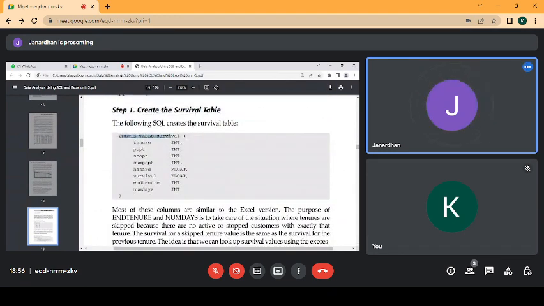Create table survival: tenure integer type, POPT integer type, STOPT integer type, CUMPOPT integer type, hazard float type, survival float type, end tenure integer type, num days integer type.